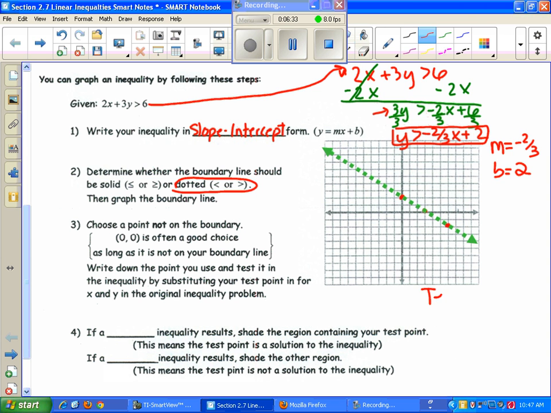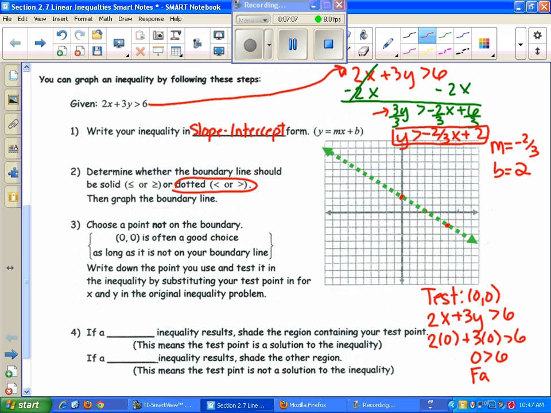So I always like to write down the point that I'm going to pick to test. So I'm going to test the point 0, 0. And I usually like to test it in the original equation before I changed it to solve for y, because this way if I made any mistakes, at least I can shade the correct region. So plugging 0 in for x and 0 in for y, 2 times 0 is 0, and 3 times 0 gives me 0. So is 0 greater than 6?